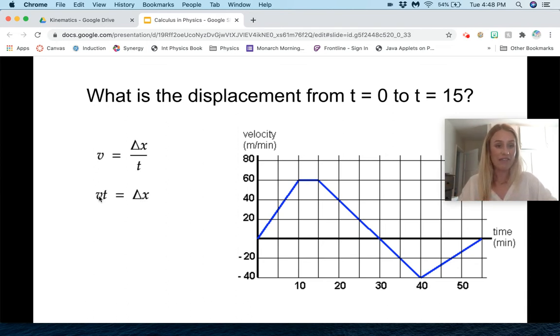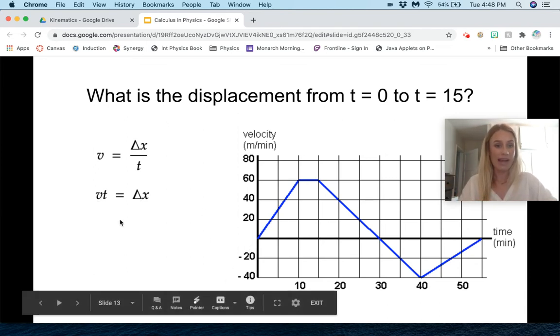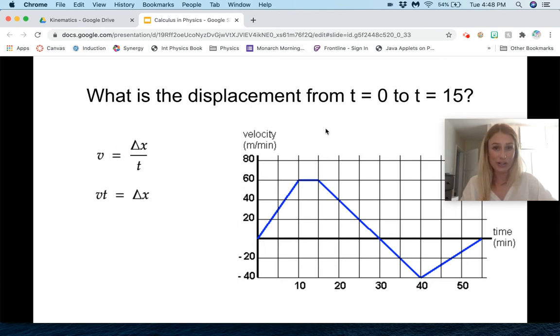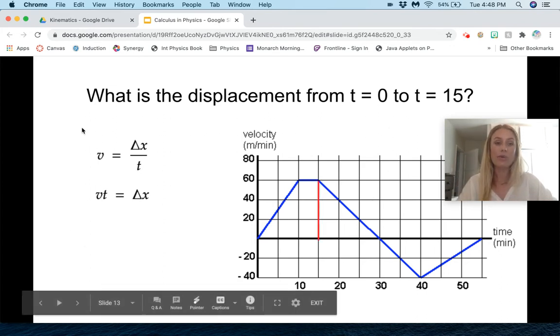So I know that velocity is on the y-axis, time is on the x-axis. Because of this, I can get displacement from this graph. It's going to be the area under the curve. So what I'm going to do now is draw a line at that 15 seconds, and I know that in order to get my answer to this question, all I need to do is find the area under this curve. That will be my displacement from 0 to 15 seconds.